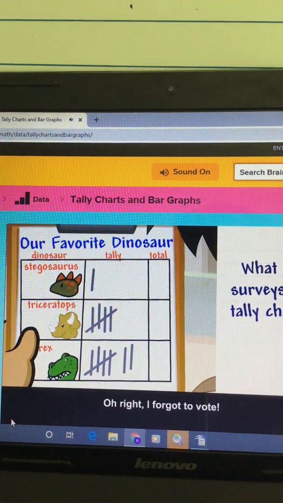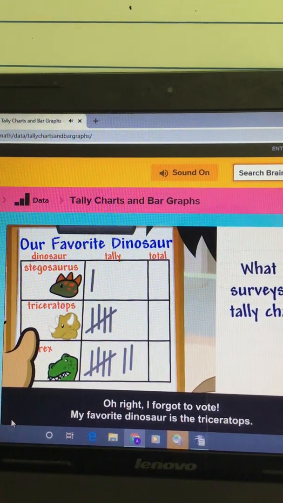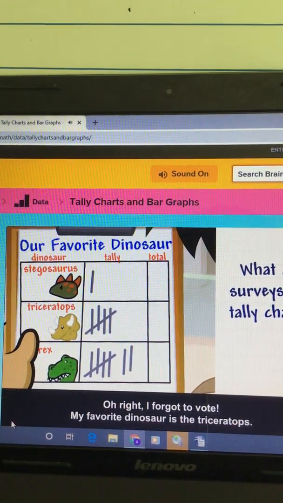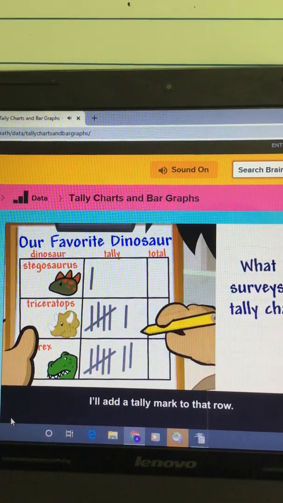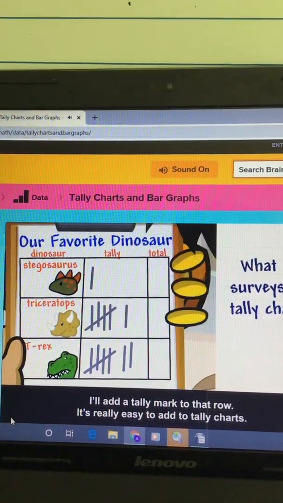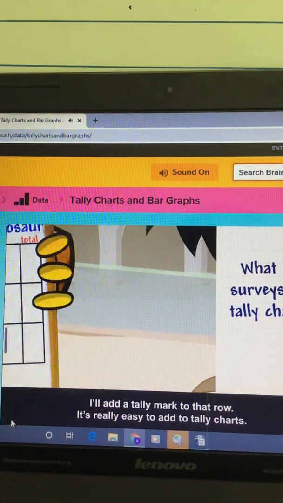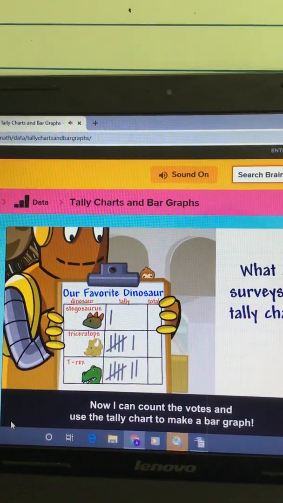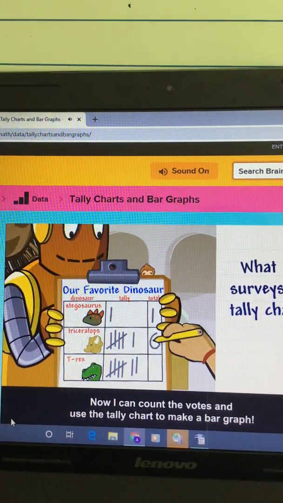Oh, right. I forgot to vote. My favorite dinosaur is the Triceratops. I'll add a tally mark to that row. It's really easy to add to tally charts. Now I can count the votes and use the tally chart to make a bar graph.